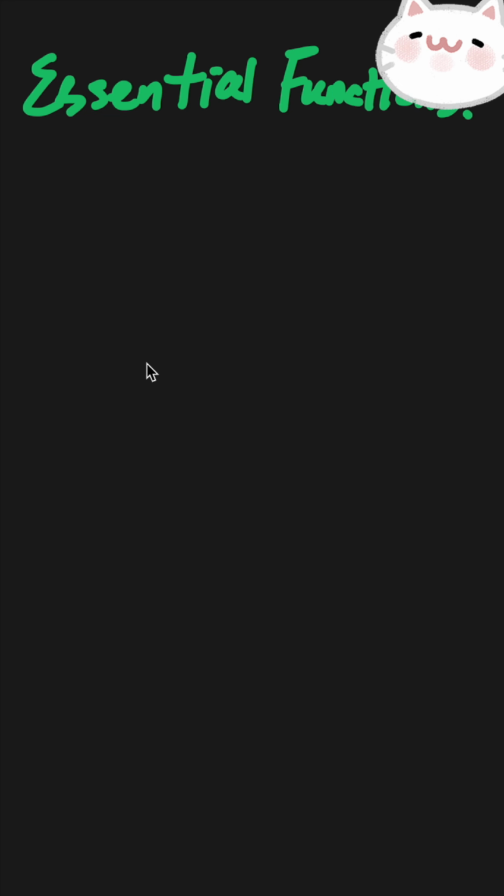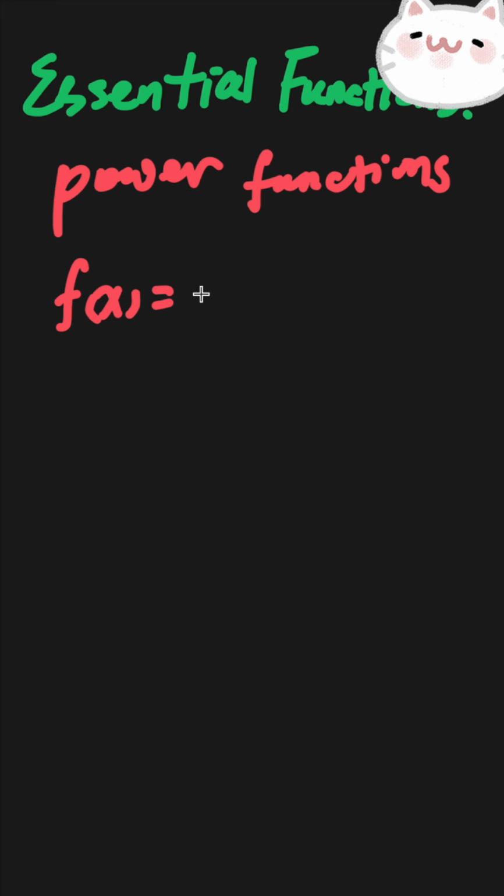So last time we talked about power functions. f(x) is equal to x raised to the power of a. Then we talked about two different situations: a is equal to n, where n is a positive integer, and a is equal to 1 over n, where n is a positive integer.